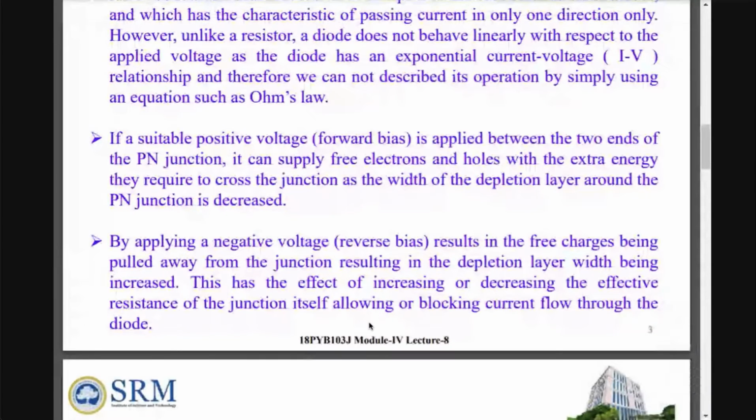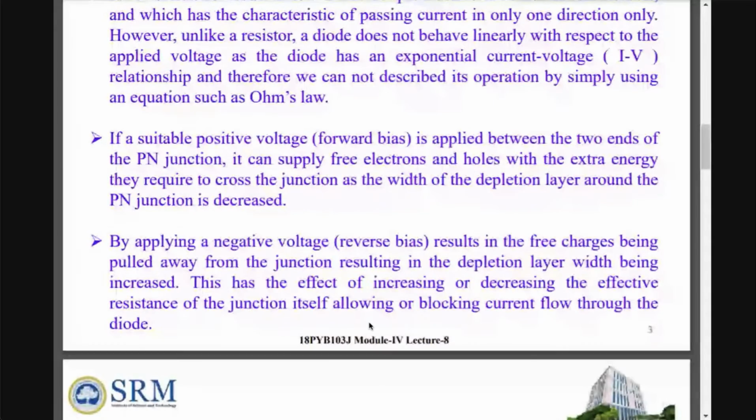When the same PN junction is connected to reverse bias, what happens? Here the charges are unlike, so attraction is there, and the charge carriers are pulled by the external source. The width of the depletion region goes on increasing. Due to this, the diode does not conduct. You say that is the off state. So this is what happens when the diode is connected in forward and reverse bias conditions.